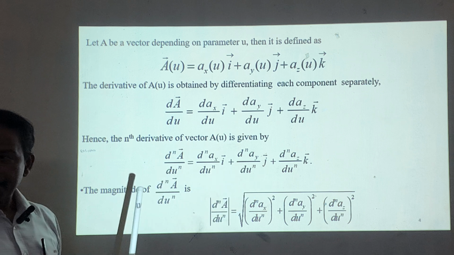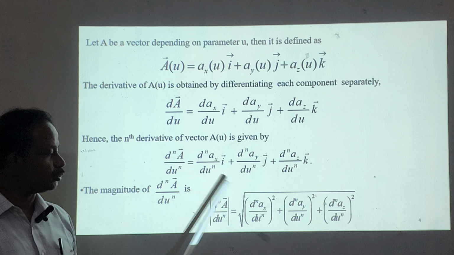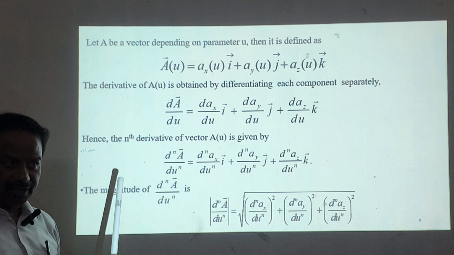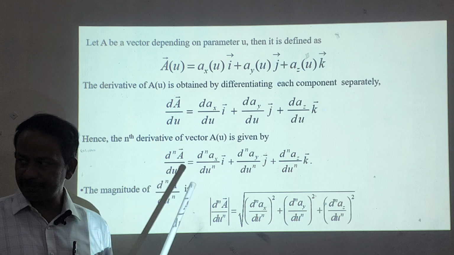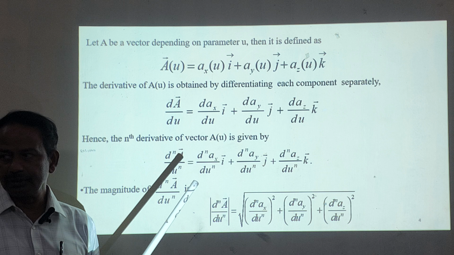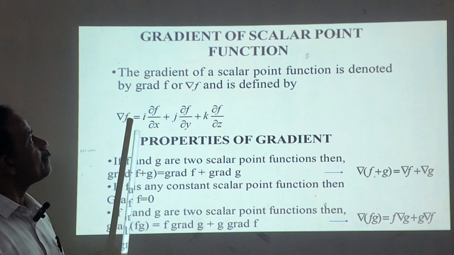What is the magnitude? Just take the square and take the root. That's called the modulus. So modulus will give you the magnitude. Magnitude is nothing but the modulus of a vector, which is defined as this. You have to take the square and take the root. That will give you the mod. Mod is nothing but your magnitude.